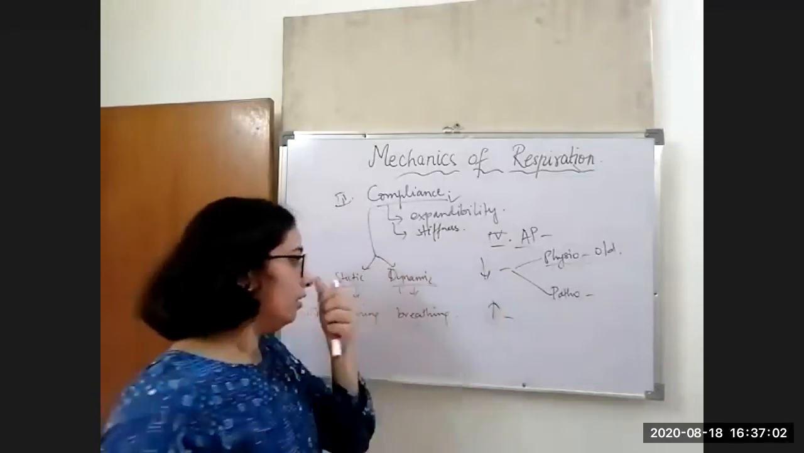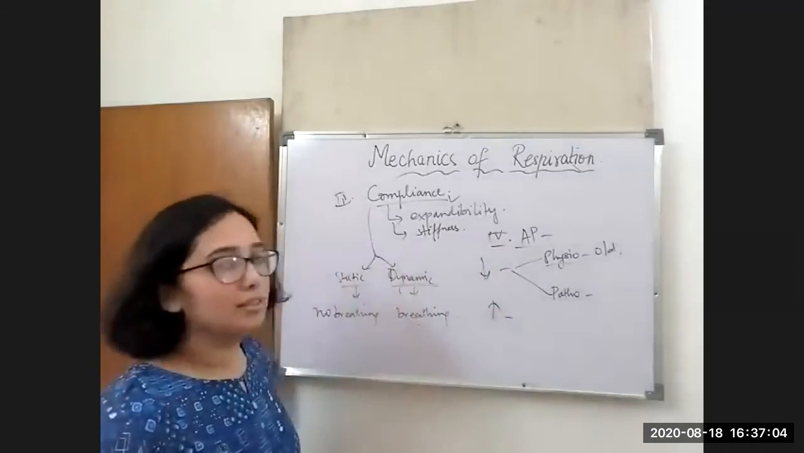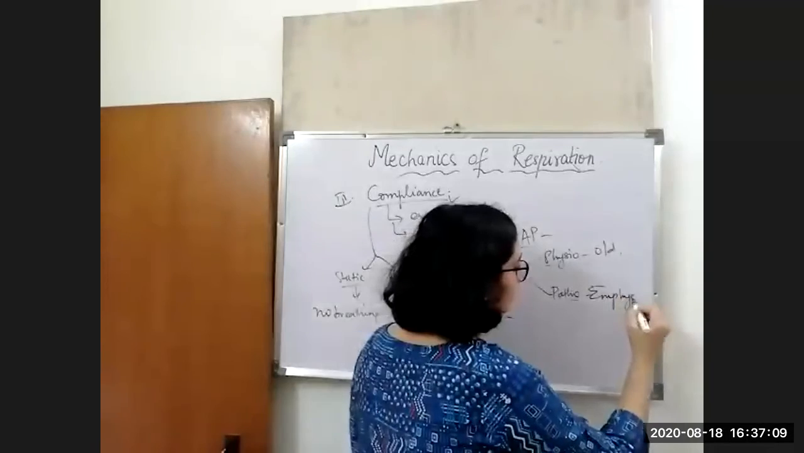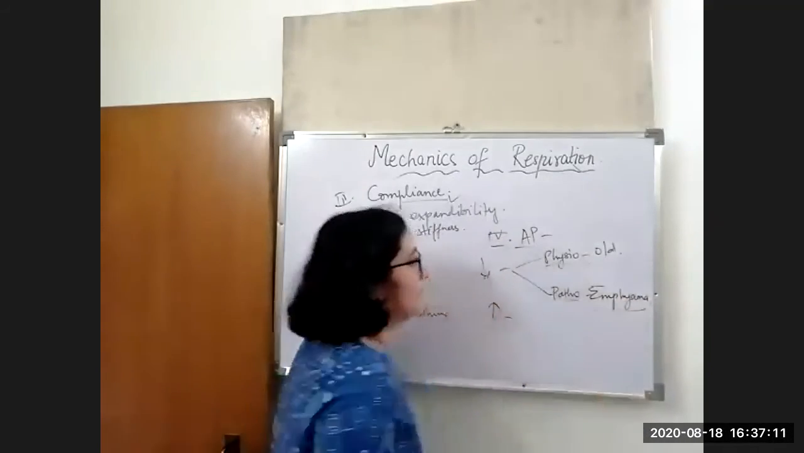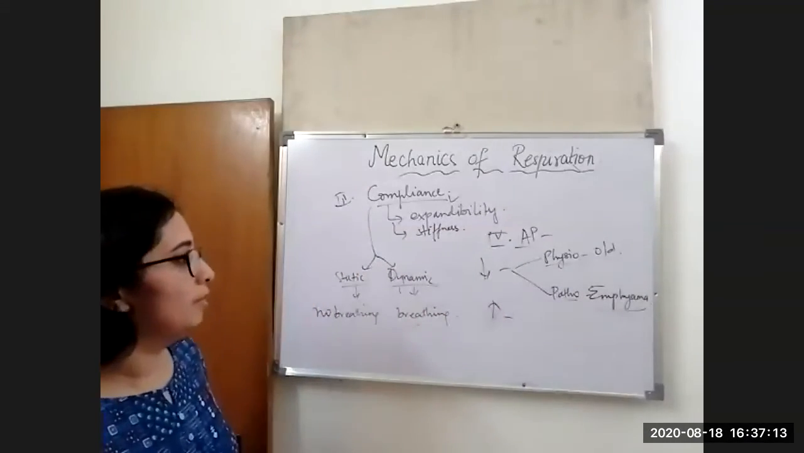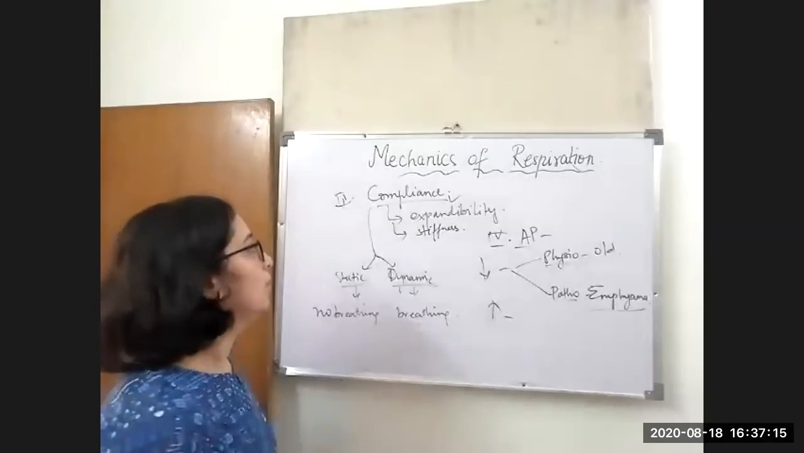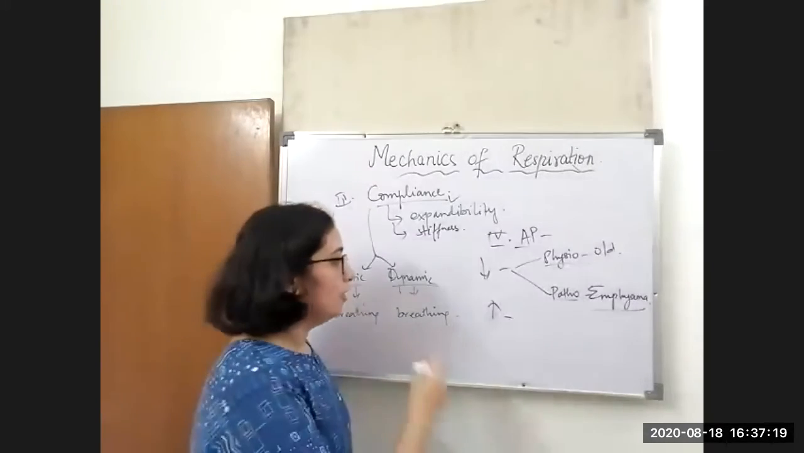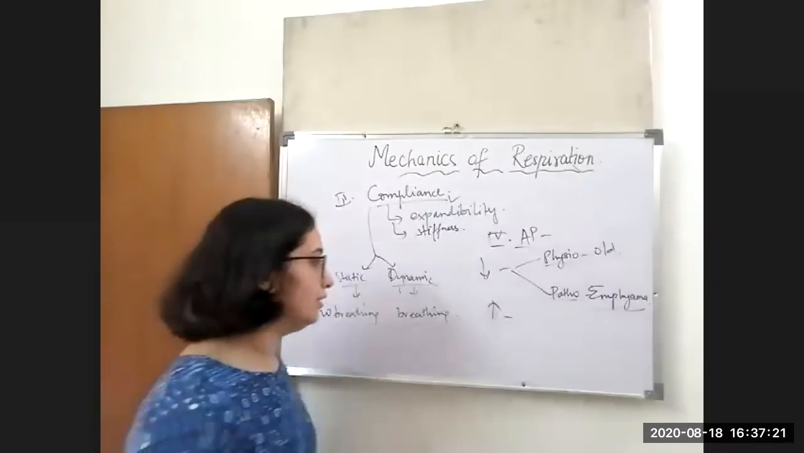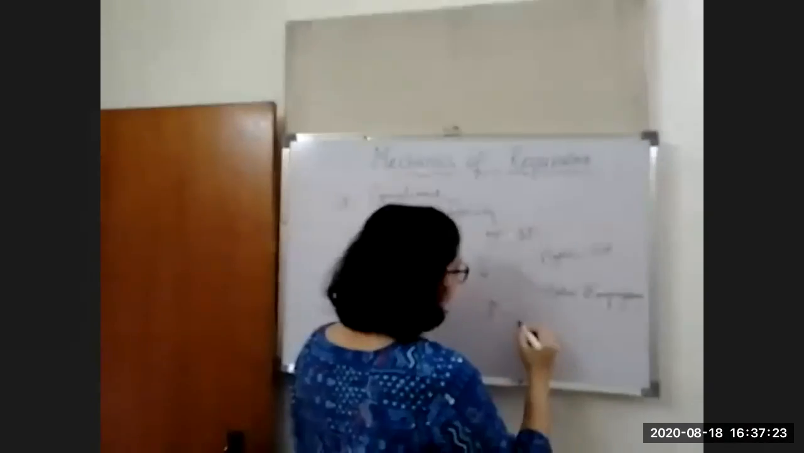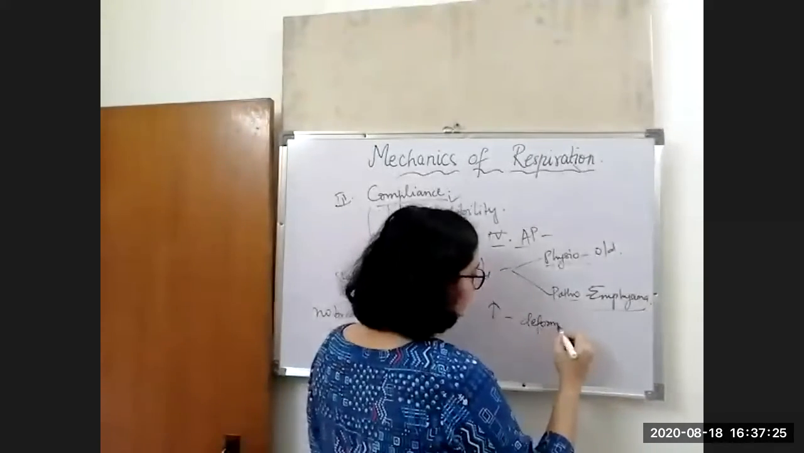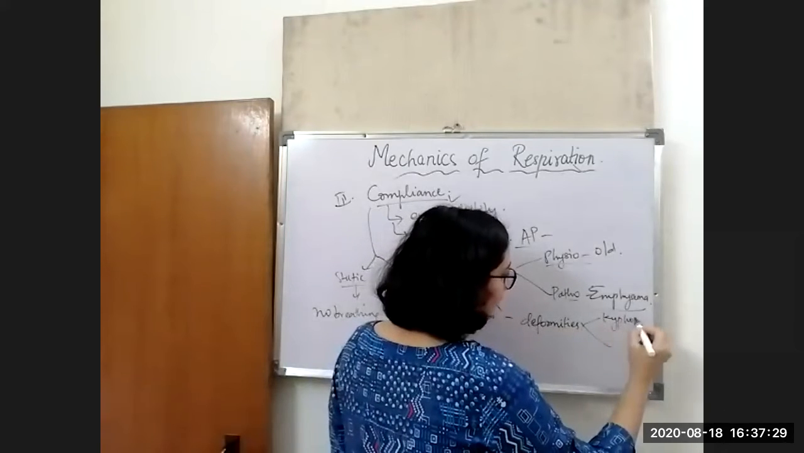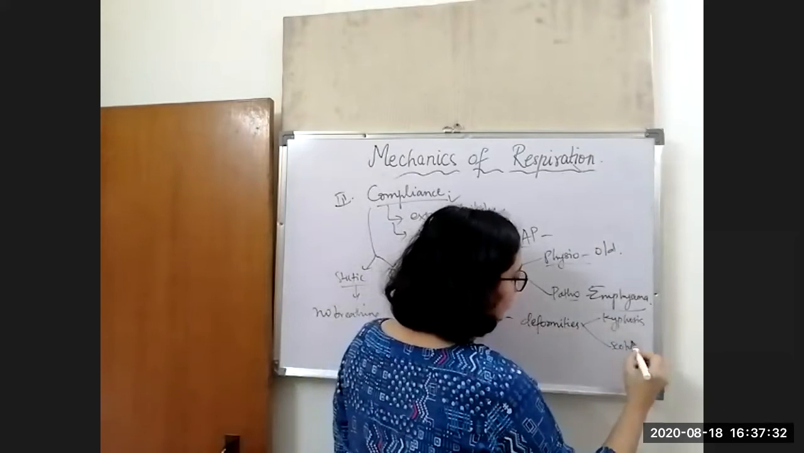Okay, so in old age, the compliance will decrease, and in pathological conditions like emphysema, the compliance will decrease. That is, the expandability of the lungs will decrease in this condition. Now, what are the conditions which can cause an increase in compliance? They are deformities of the thorax, like kyphosis and scoliosis.